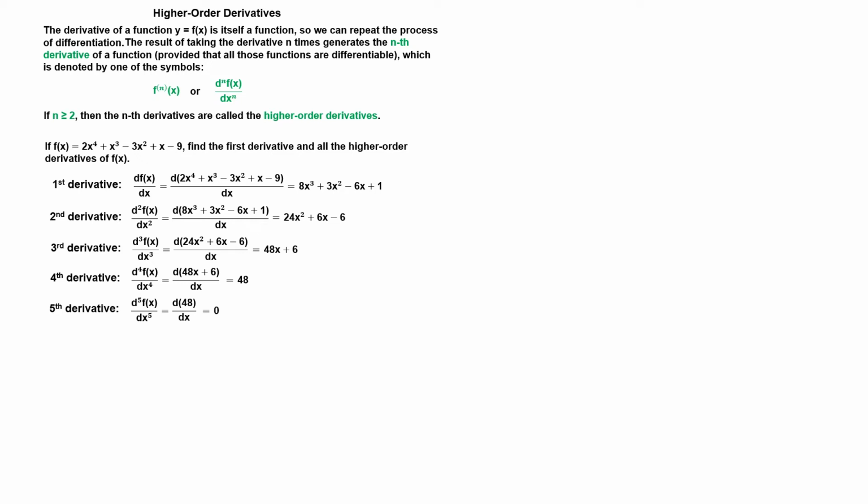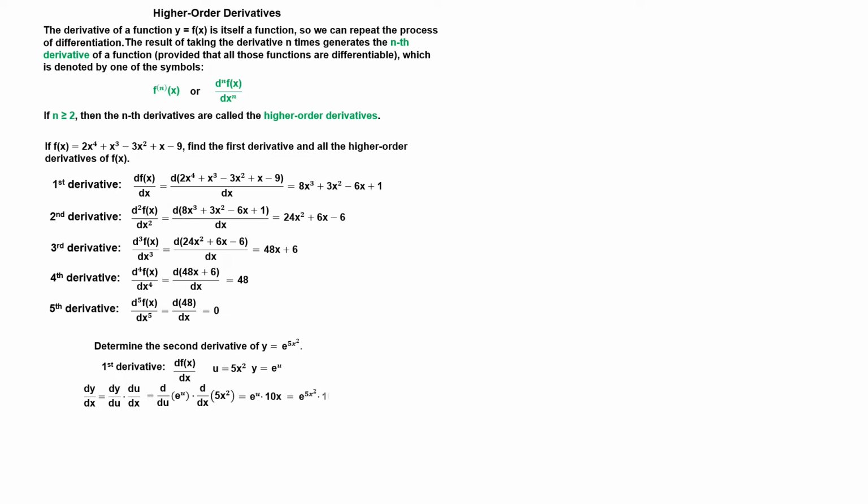Let's see the next example. Determine the second derivative of the function. To compute the first derivative of this function, we begin with the chain rule, followed by the exponential rule and the power rule. To compute the second derivative of this function, we begin with the product rule, followed by the chain rule, the exponential rule, and the power rule. Pay attention.